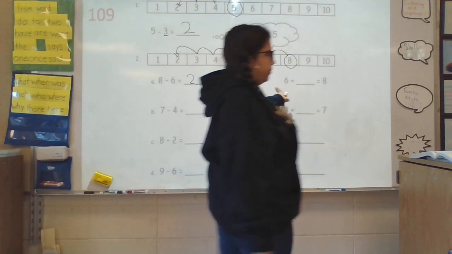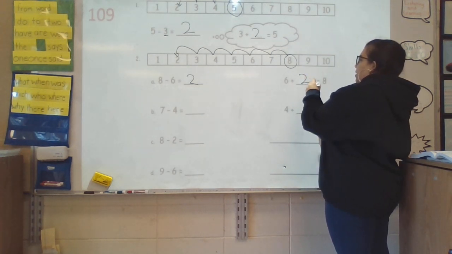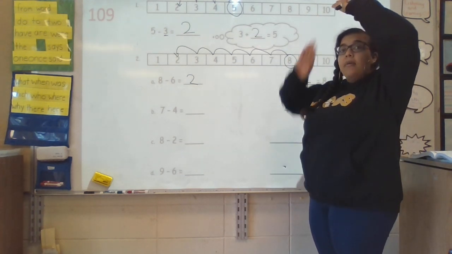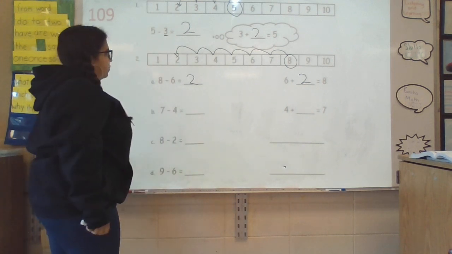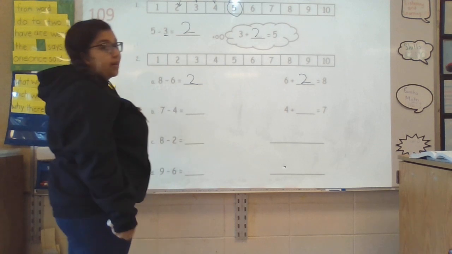What else is true? 6 plus 2 is also equal to 8. Part plus part equals whole. Whole minus part equals part. Alright? So, I have to erase because I don't have any more number paths. You don't, because you have your dry erase board.